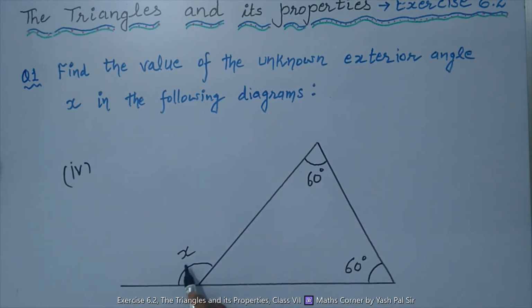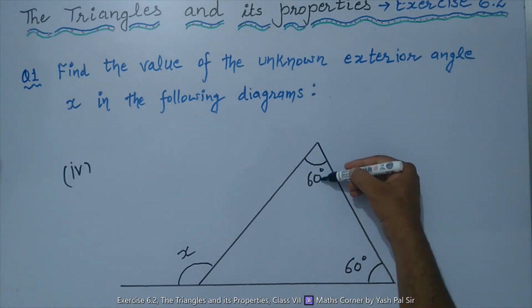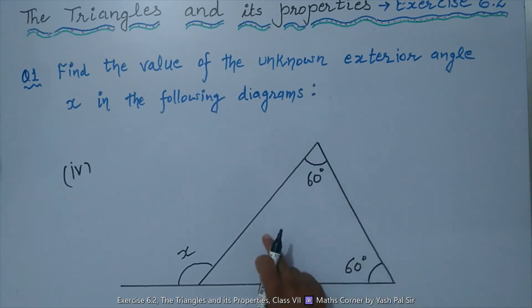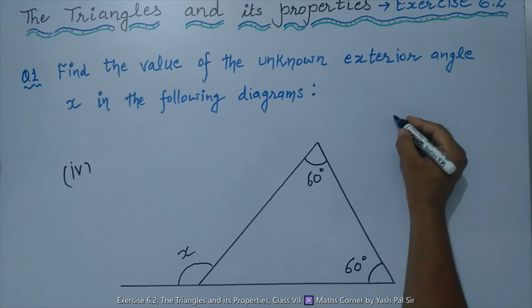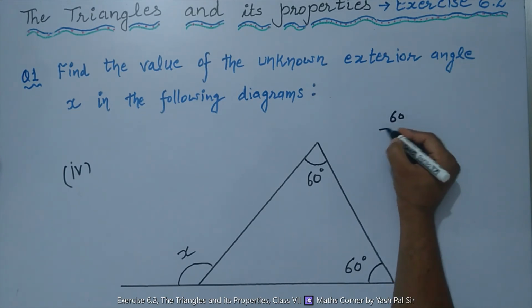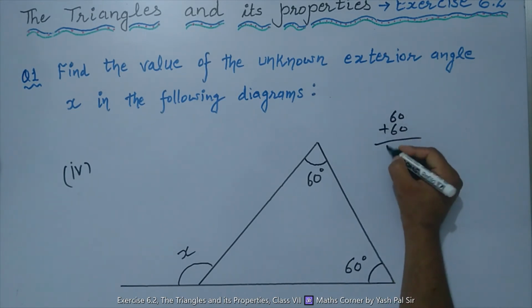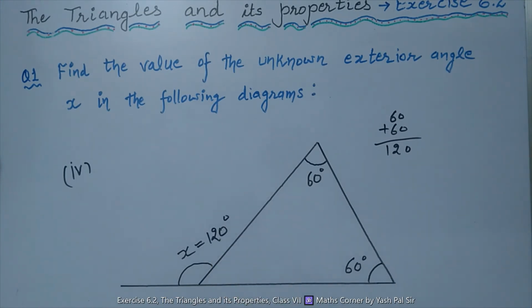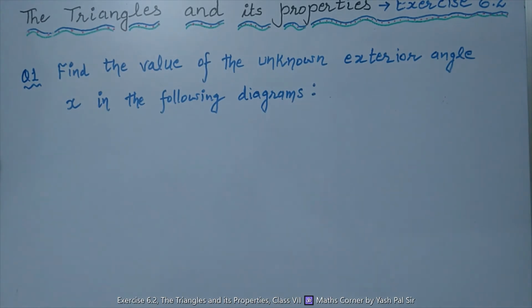Fourth part, this is the exterior angle X. The interior angles are 60 degrees and 60 degrees. So the sum of opposite interior angles is 60 plus 60 equal to 120. So the value of x, the value of the exterior angle, is 120 degrees. Now let us come to the next part.